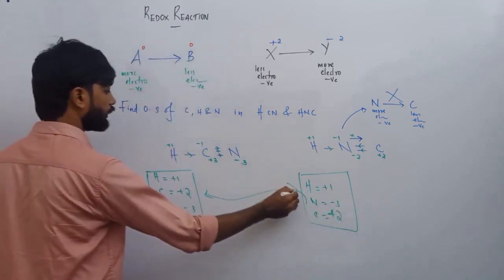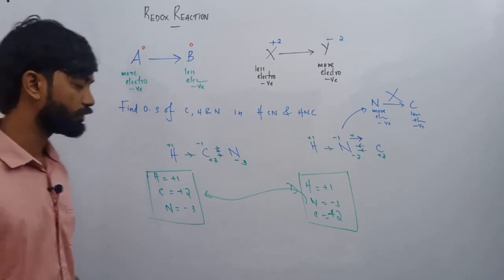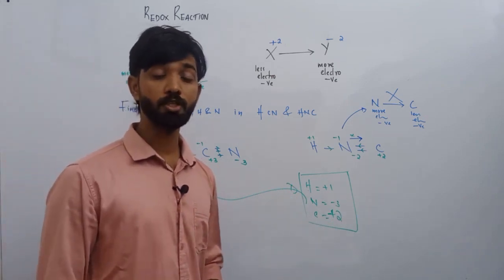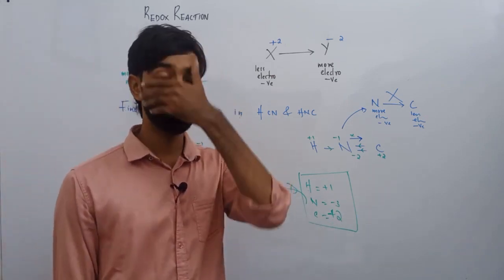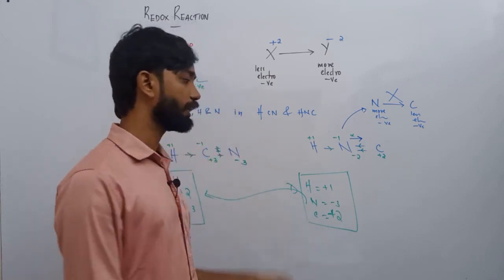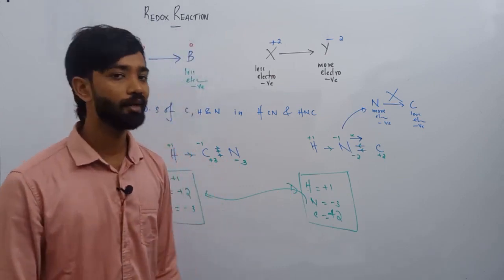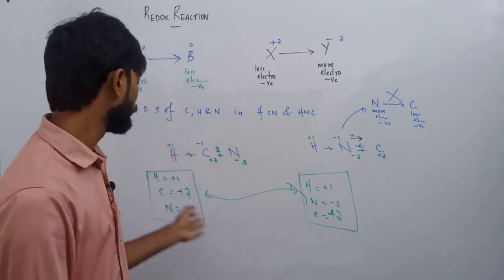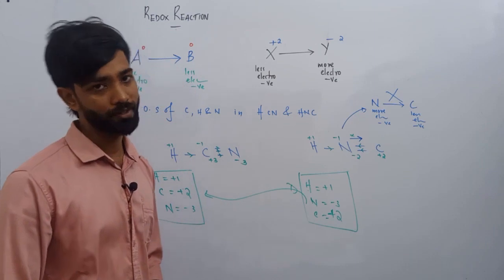Listen. These two are the same, right? Yeah. The oxidation state of hydrogen is +1, carbon +2 and nitrogen -3 in hydrogen cyanide and hydrogen isocyanide. But their bonding style and all things are entirely different, even though their oxidation states are the same.